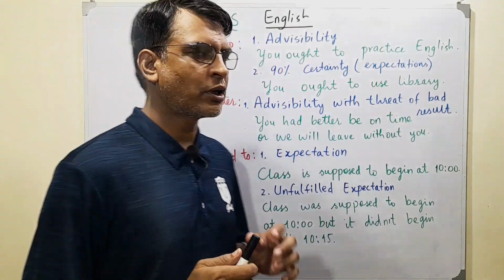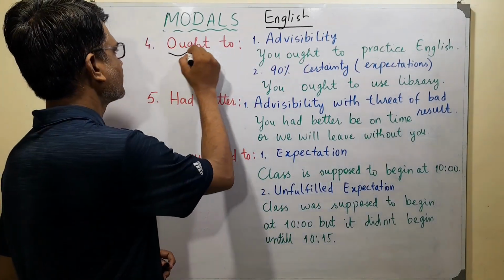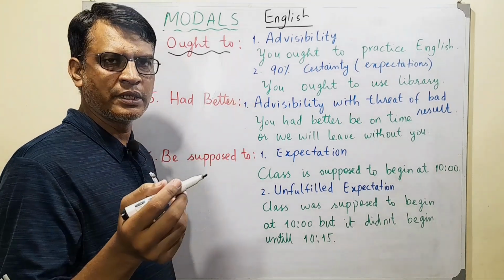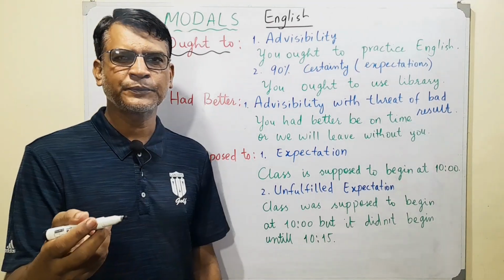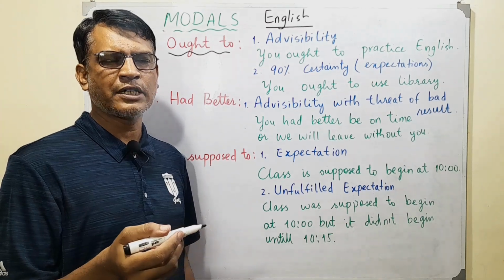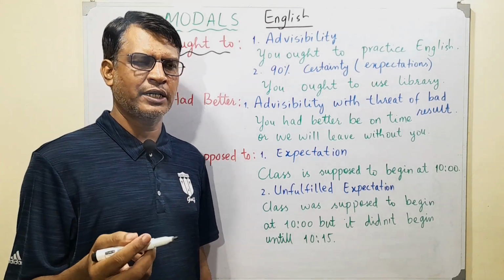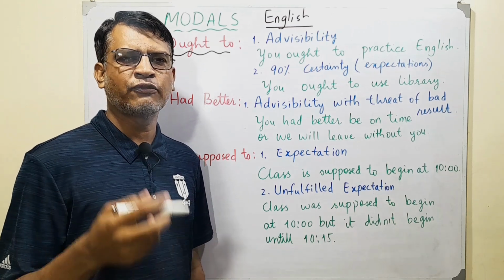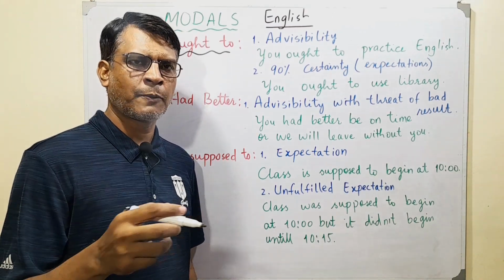Okay, the next modal is ought to. Ought to is actually about advisability. Like in the previous one, should is also talking about advisability, so ought to is also talking about advisability. But there is a little difference. We say that ought to is a bit more formal an expression than should.